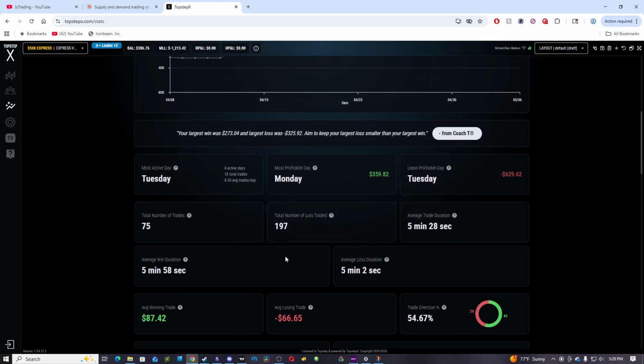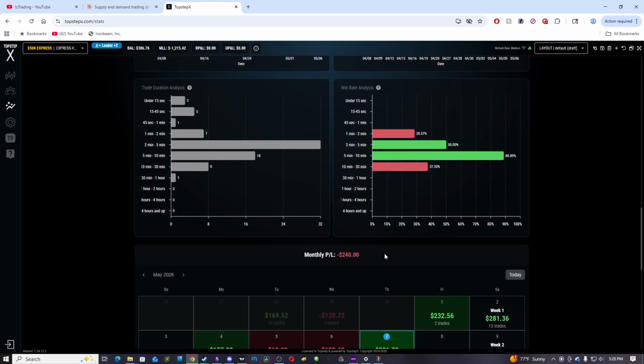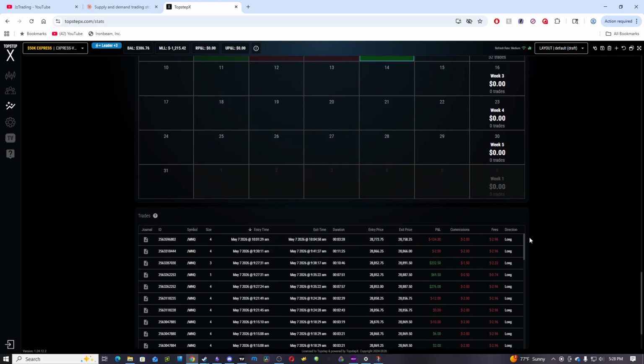Alright, I changed it from TopStep because I'm not going to be sticking with TopStep forever, I don't think. I want to branch out to other firms.